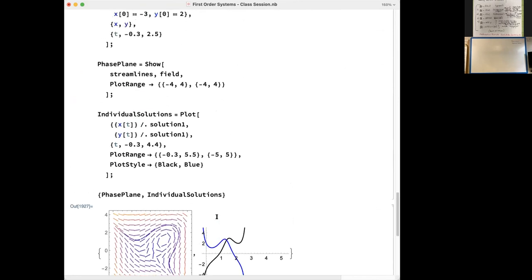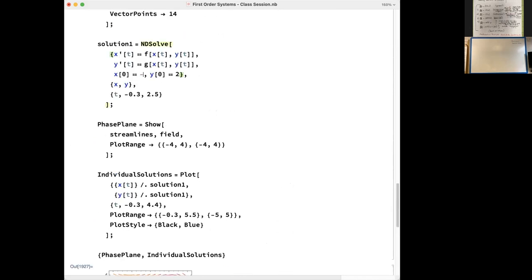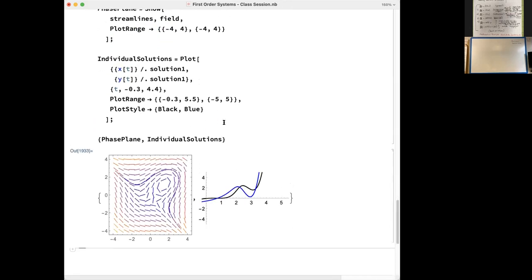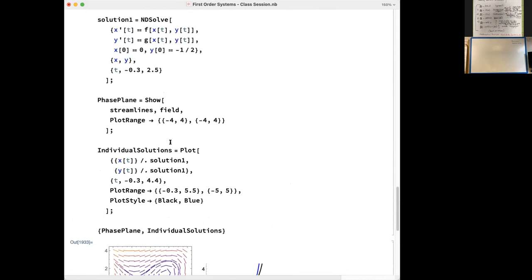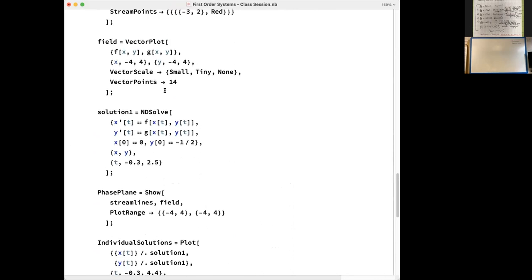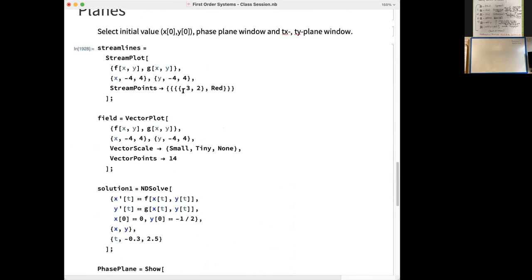Oops, that one didn't tuck in so crazy. Let's do this one at 0 and minus 1/2. There, that curve is... okay, I'm not getting the second curve in there, excuse me. I gotta put in the initial value at each place, sorry.